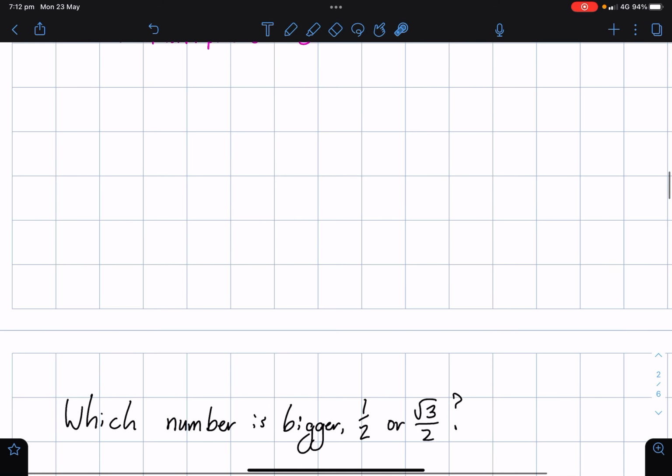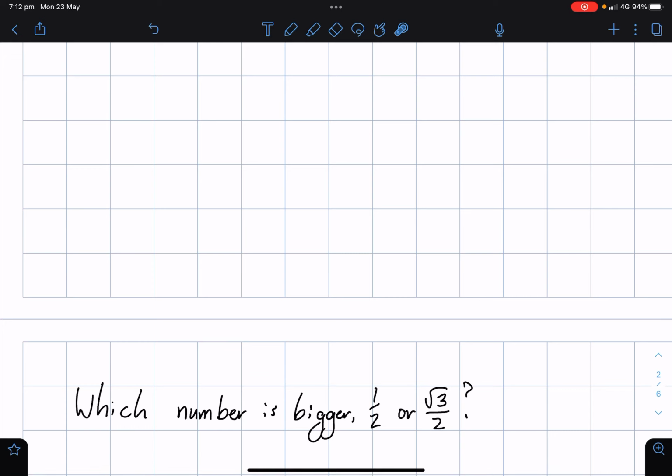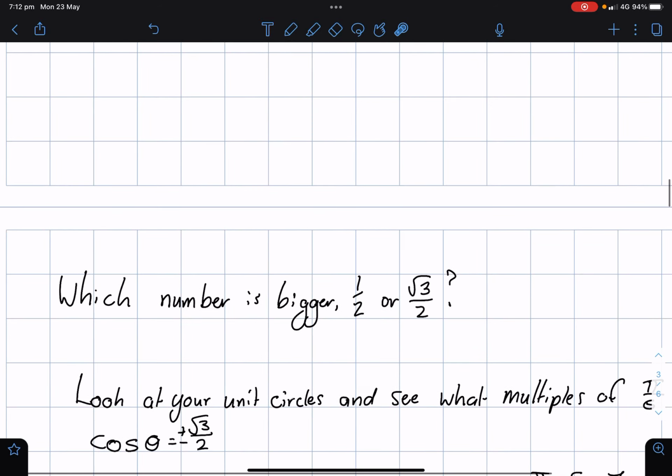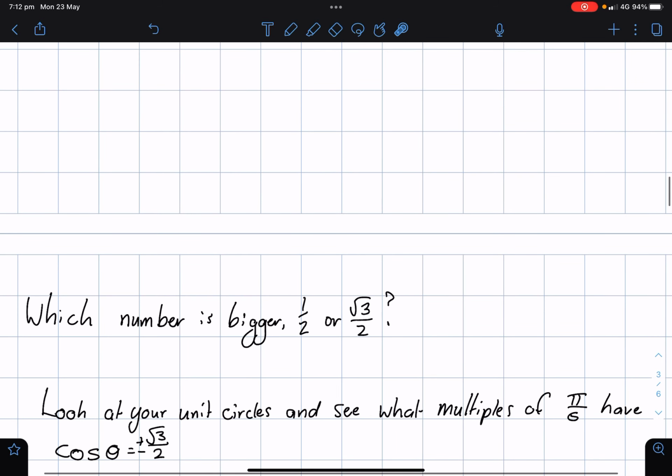So, one thing I want you to have a look at is which number is bigger, a half or root 3 on 2? Hopefully intuition kicks in here and you can see that root 3 on 2 is in fact bigger than a half. So what I want you to look at is, on your unit circle, what multiples of pi on 6 have cosine theta equals plus or minus root 3 on 2? Which values for pi on 6 have the larger cosine value? I'll give you a quick moment to have a look. Pause the video if you like.